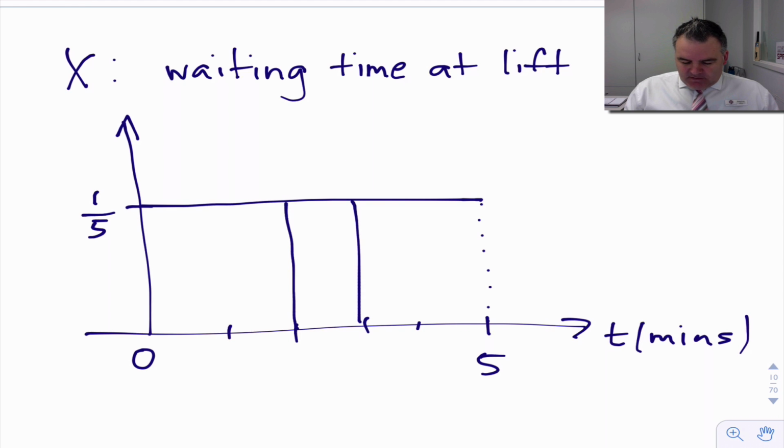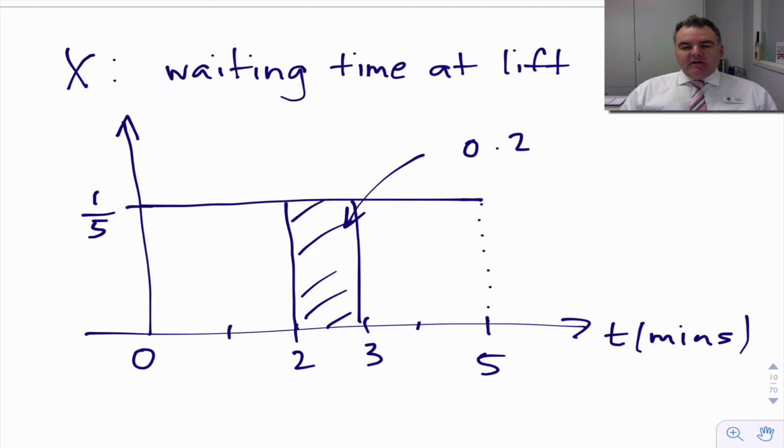So basically that is that area there. You can see 1 times 1/5, 0.2. The probability that we wait between 2 and 3 minutes is 0.2. In fact, the chance of you having to wait any 1 minute interval of time anywhere under there is 0.2. This is called a uniform probability density function. So the line just goes straight across like that.